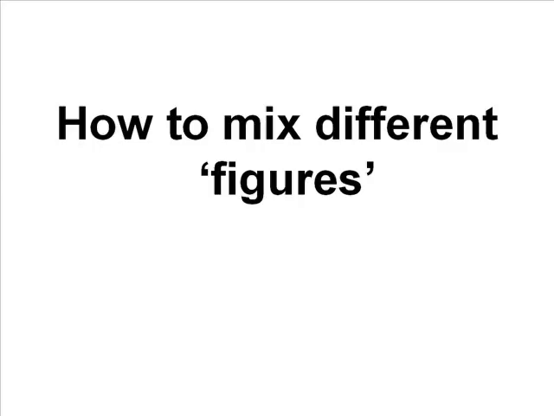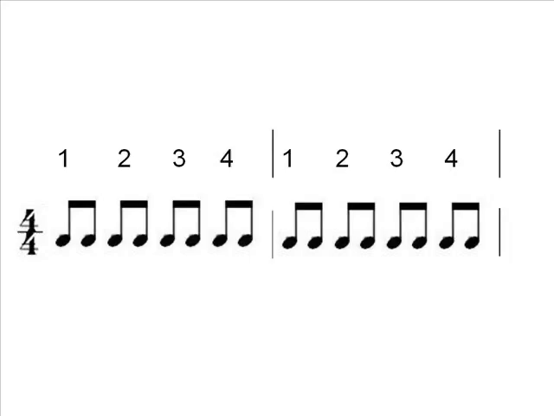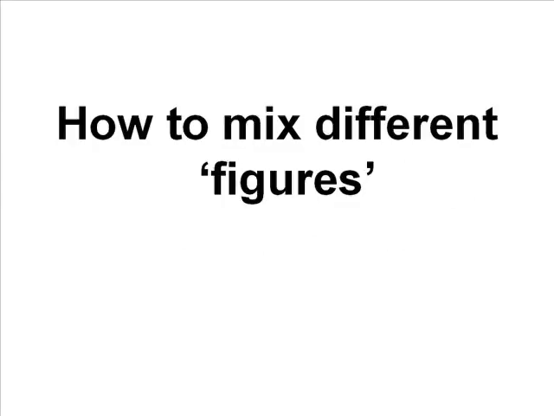We also use the term figures or rhythmic figures when we talk about notes or groups of notes with a certain duration. So, for example, if we consider this group of four semiquavers, we can call it a rhythmic figure. Or these two quavers are also called a rhythmic figure. So when we talk about duration, we can also use the term figures or rhythmic figures.